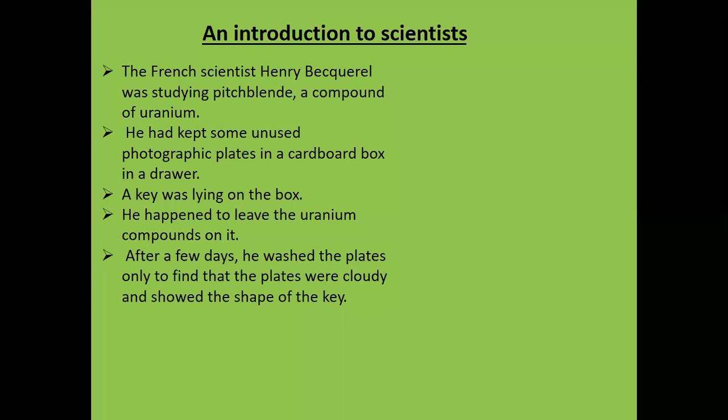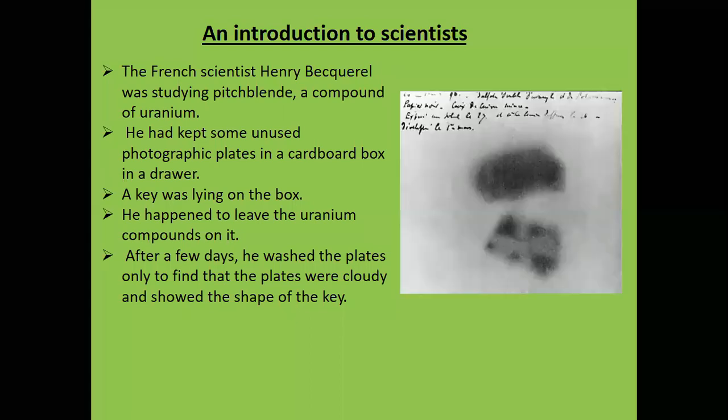After a few days, when he washed the plates, he found the plates were cloudy and showed the shape of the key. When I say this statement, I'm pretty sure everybody can imagine the X-ray sheet I'm talking about. What do we see on the X-ray sheet? We see only such a cloudy image, and the shape is still visible to us. It's not a clear thing, right? And this is what accidentally happened with him.